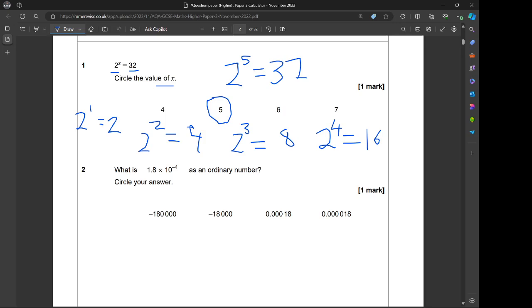Question number 2. What is 1.8 times 10 to the power minus 4 as an ordinary number? Circle your answer. Well, power minus 4 means it's going to be a decimal, so it is not going to be a minus number. It can't be that or that. So this is the trick, guys: if it's power of minus 4, we've got a total of 4 zeros. So my answer is option number 3 because we have 4 zeros. Does that make sense, guys?